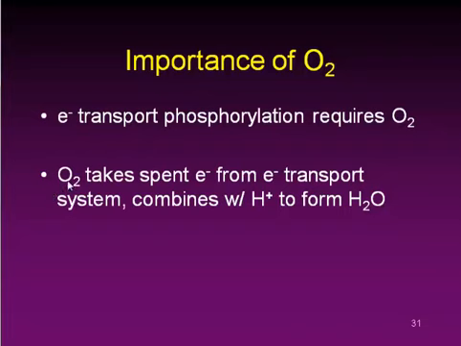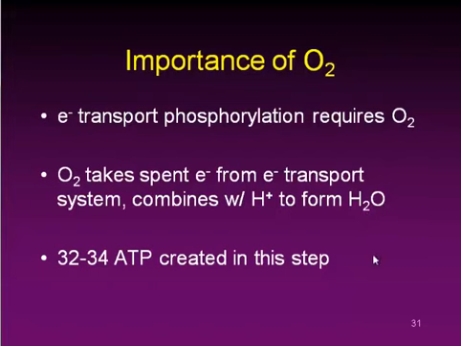You breathe in oxygen, which gets used in the electron transport chain. You breathe out CO2, which is cleaved off in the citric acid cycle. And you also create water. Water is another byproduct of this entire pathway. And in the end, you can make somewhere between 32 and 34 ATP just in the electron transport chain alone.